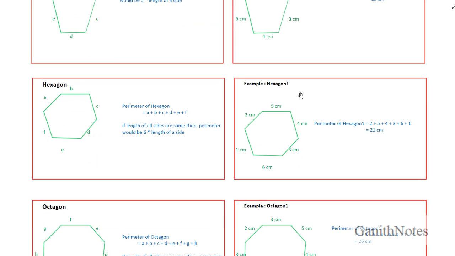Let's see an example of a hexagon. In this example of hexagon 1, we have the sides with lengths 2 centimeters, 5 centimeters, 4 centimeters, 3 centimeters, 6 centimeters and 1 centimeter. So the perimeter of this hexagon 1 would be 2 plus 5 plus 4 plus 3 plus 6 plus 1, which is equal to 21 centimeters.